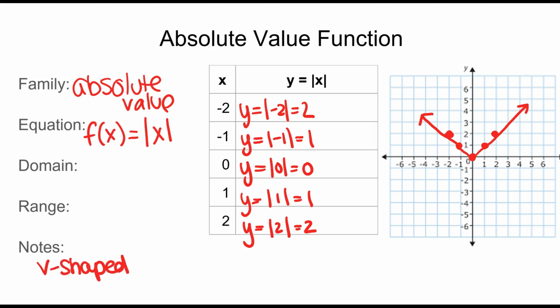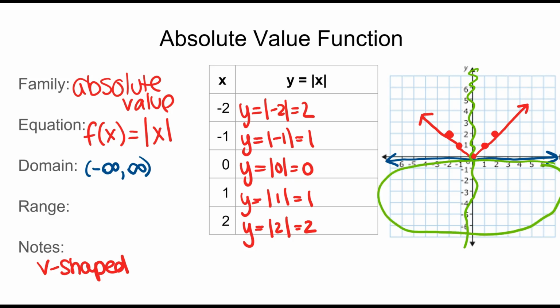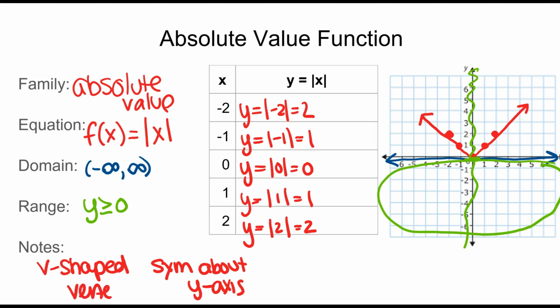And then let's talk about the domain. So we'll look along the x-axis here, no problem. So we've got all real numbers. And the range, our y-axis, you can see right away there's nothing over here for the y's. It starts at 0, so y is greater than or equal to 0. Some other notes is it's symmetric about the y-axis again. And know that there are lots of notes that we could give for all of these. You could say that it's got a vertex at 0, 0. And then we'll move on to the next one.